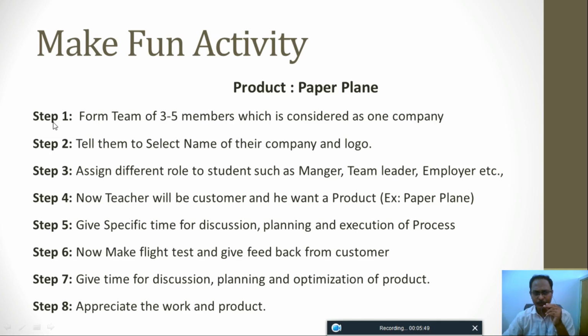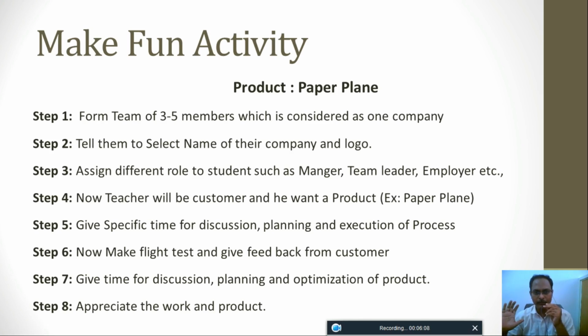The first step is to form teams. I make teams of 3 to 5 members, and tell them that the team is considered a company. Next, in step 2, I tell the students to select any name for the company.